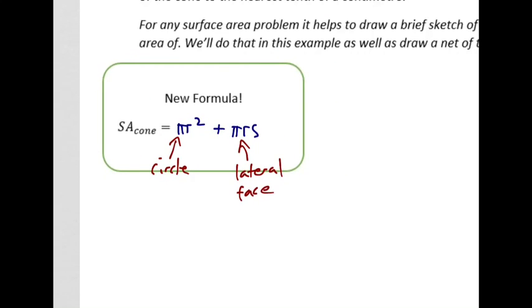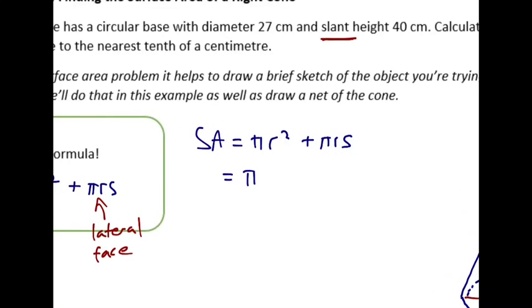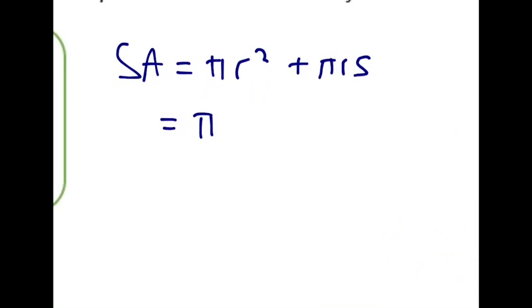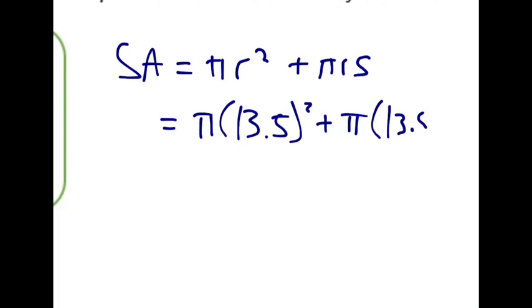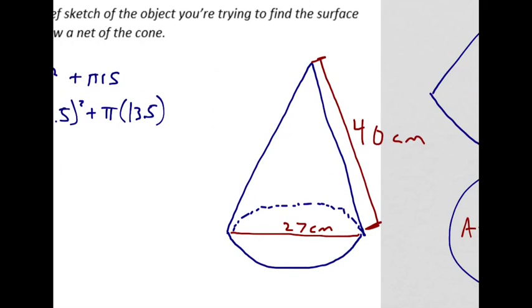Since both pieces are important, let's use that formula to find our surface area. So pi r squared plus pi r s. Pi, what's r? Radius. And the measure of the radius here is 13.5, half of 27. So we're going to square that. Plus pi times 13.5 times s. And what's s? 40, the slant height.